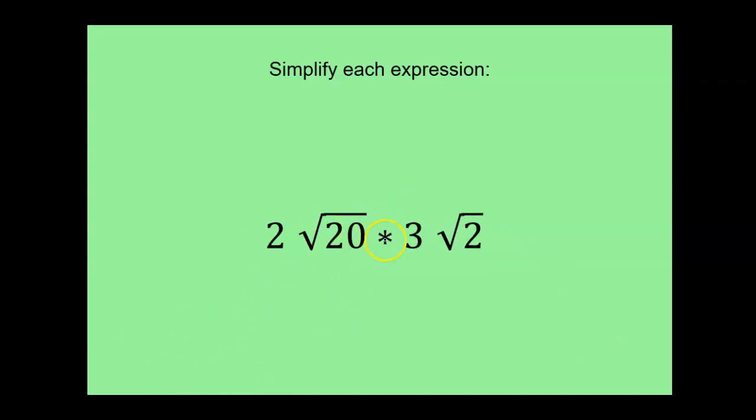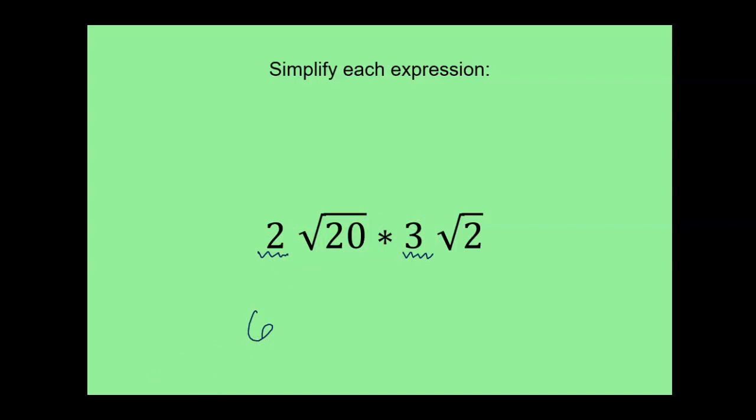All right, so now notice this times in here. We're going to be multiplying these together instead of adding or subtracting them. So when you multiply radicals together, you're going to take any number out front and you're going to multiply it by any other number out front. So in this case, 2 times 3 is 6.